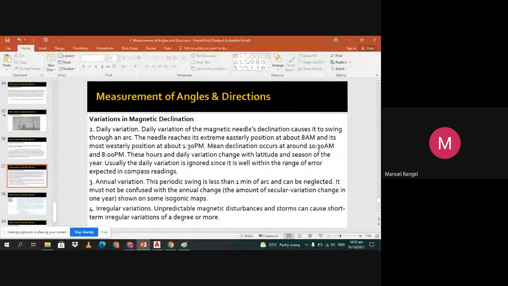So number 3, annual variation. So this periodic swing is less than 1 minute of arc and can be neglected. So it must not be confused with the annual change. So the amount of secular variation change in 1 year is shown on some astronomic maps. Irregular variations. We have the unpredictable magnetic disturbance, and storm can cause short-term irregular variations of a degree or more. Okay, let's see some examples about magnetic declinations.